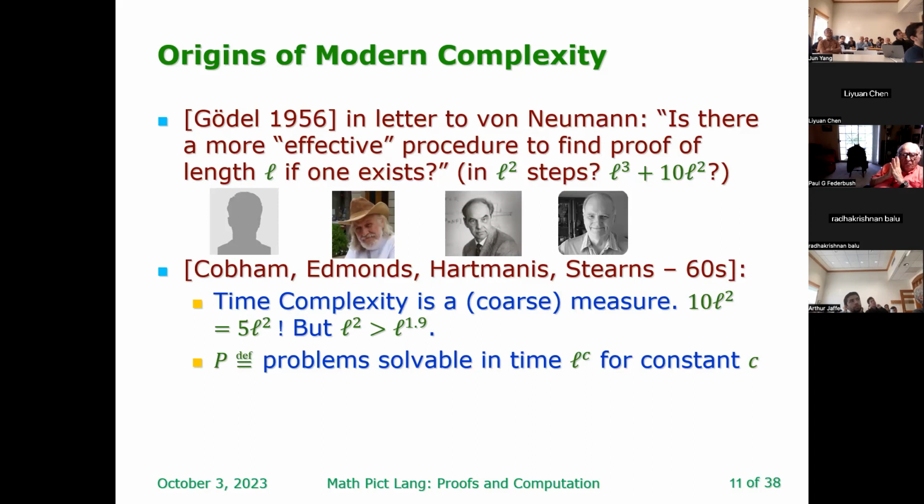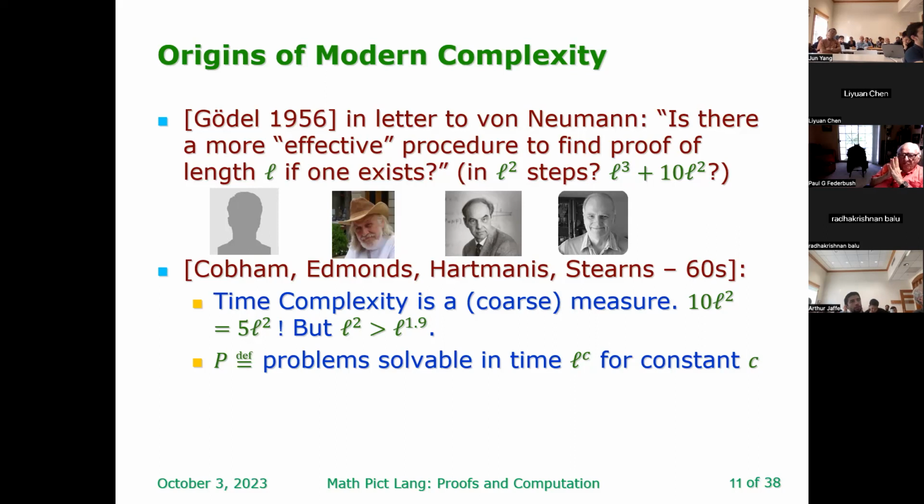Cobham, Edmonds, Hartmanis, and Stearns, all of them started looking at this thing. One thing is, how do you quantify the number of steps of computation? This is not an easy notion. Turing, by his very clever idea of building a finite state control, said we have complete flexibility on what our Turing machine can do, what our computer can do.